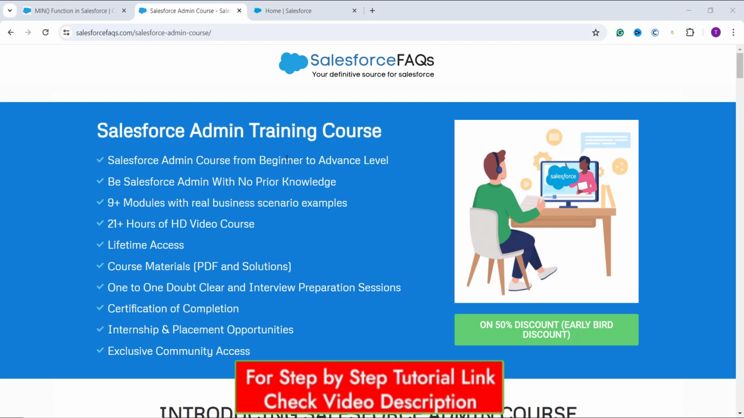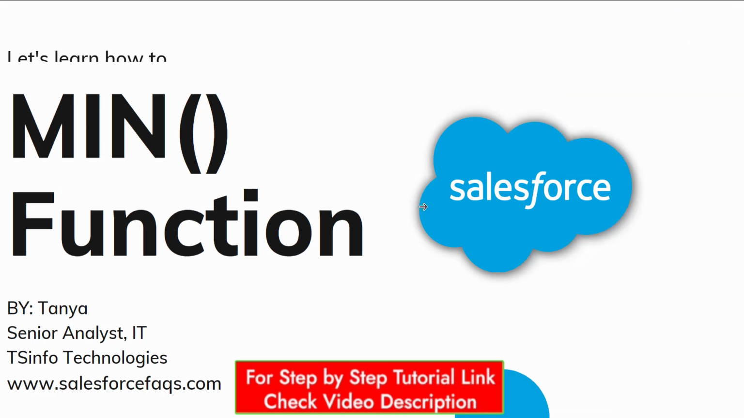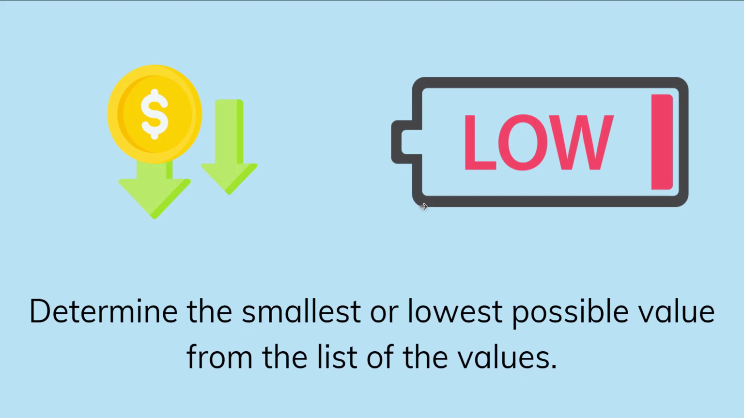So now let's proceed to our topic again, that is the minimum function in Salesforce. Let's first understand what we mean by the min function. The minimum function is one of the math aggregate functions available in Salesforce that is used to do mathematical calculations. Using this min function, or you can say minimum function, you can determine the smallest or lowest possible value from a list of values.